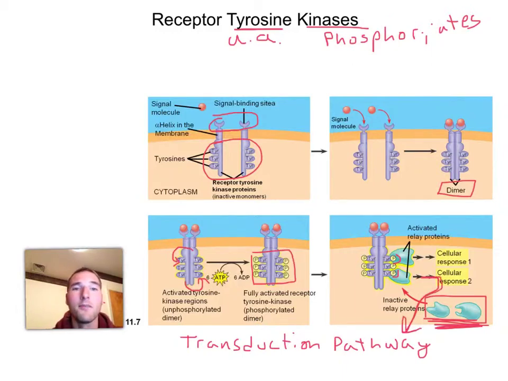Okay, and so again, we've accomplished our main goal. We've got the signal from the outside of the membrane to the inside of the membrane, so that a transduction pathway can come and take the signal and continue to pass it down the line, which we'll learn about in the next video. So one last type of membrane-bound receptor system here.